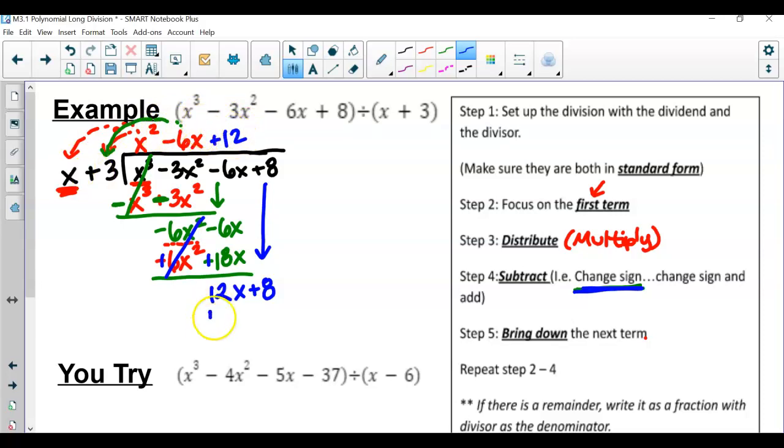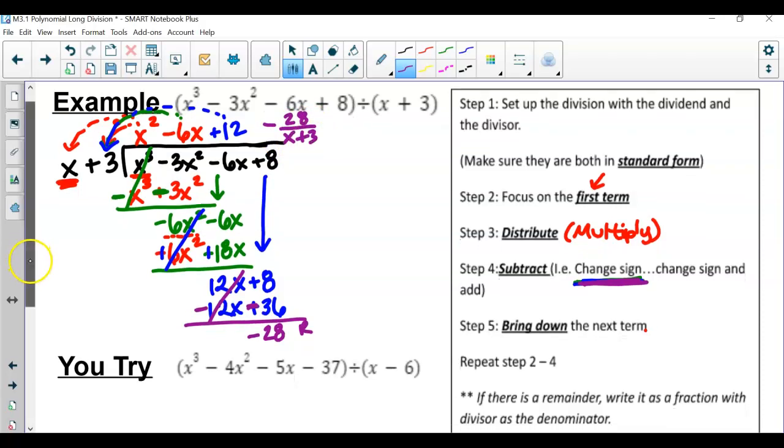So when you multiply here, you know you're going to get that 12x, but don't forget to multiply now that 12 times also 3. 12 times 3 is 36. Last time, subtract, change the sign. So when I subtract, you get 0, but 8 minus 36 is now negative 28. So that means here my final answer, because we do have a remainder, is negative 28 over x plus 3. That is your remainder over the divisor.